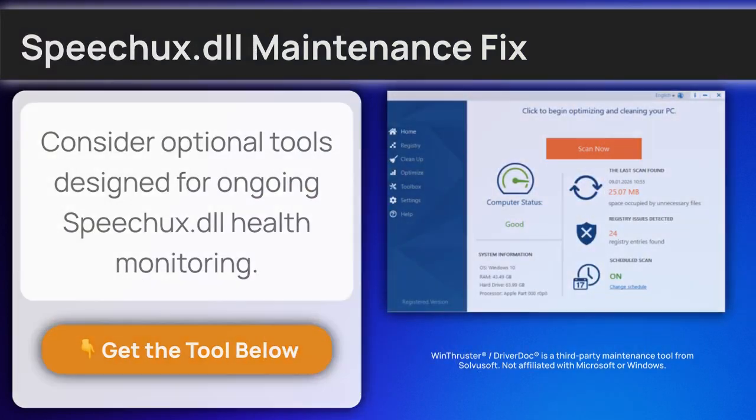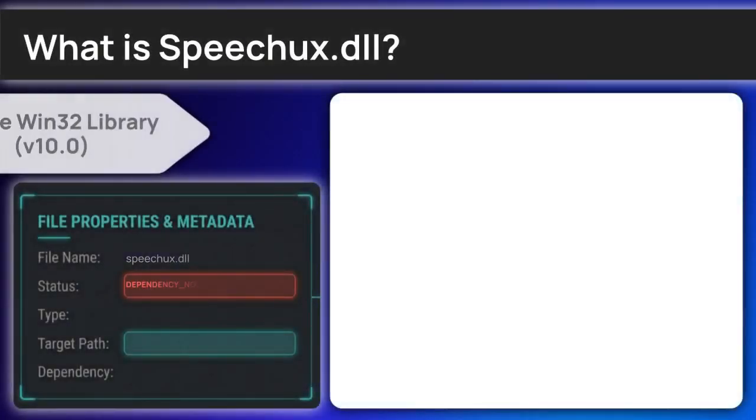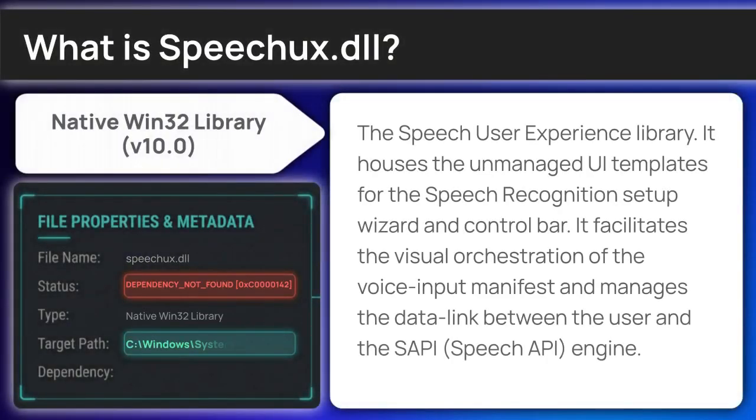This is the Speech UX Library, the Speech User Experience Library. It houses the unmanaged UI templates for the speech recognition setup wizard and control bar. It facilitates the visual orchestration of the voice input manifest and manages the data link between the user and the SAPI speech API engine. With that background out of the way, here is how we actually restore the missing component.